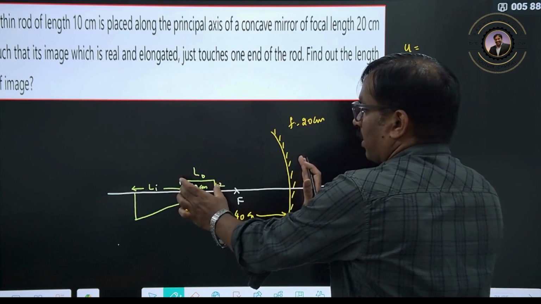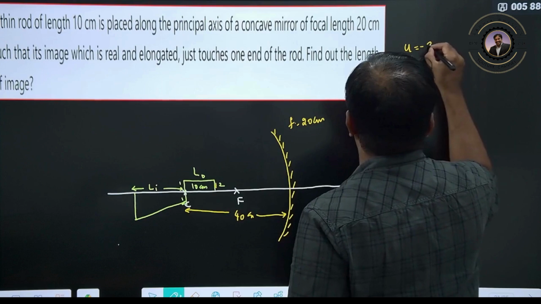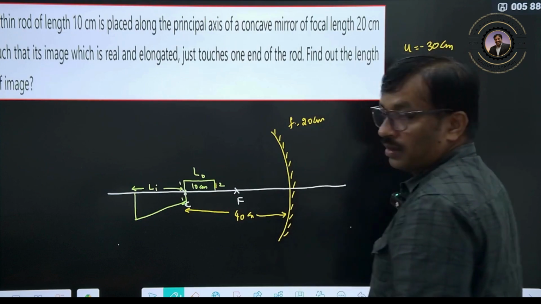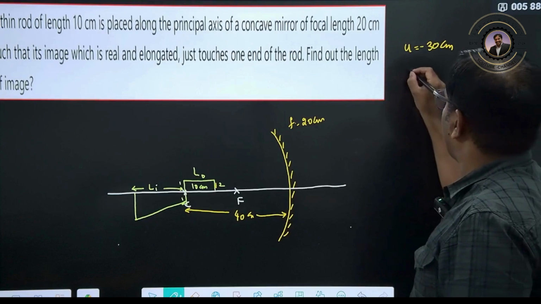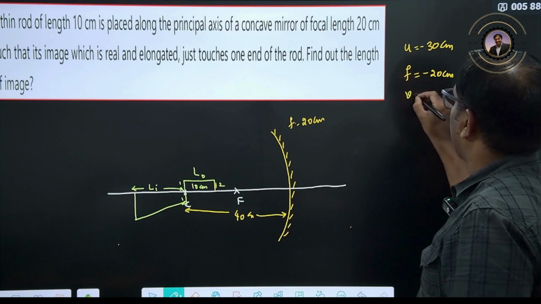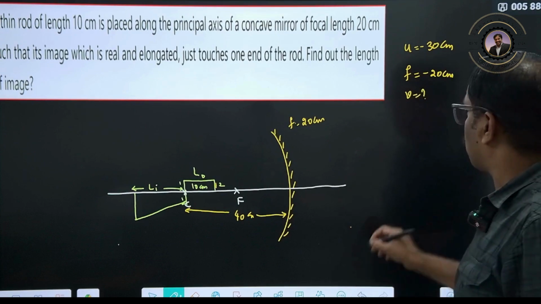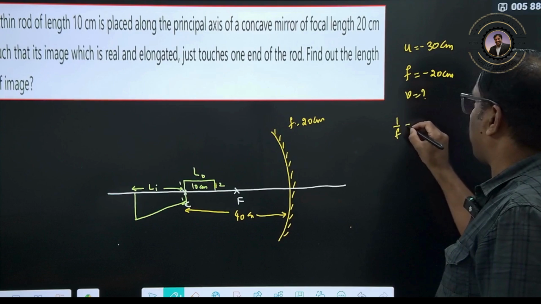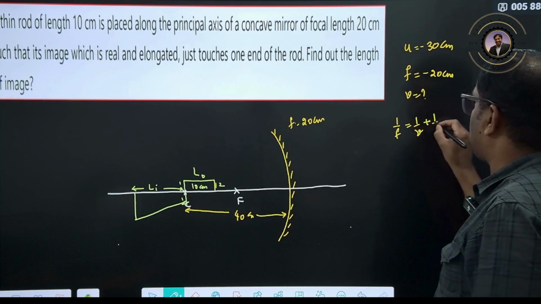Therefore, the 10 centimeter forward means u is equal to minus 30 centimeter. Clear? So, what will be our focal length now? Focal length is equal to minus 20 centimeter. So, we want to calculate it. Substitute in the formula: 1 by f is equal to 1 by v plus 1 by u.